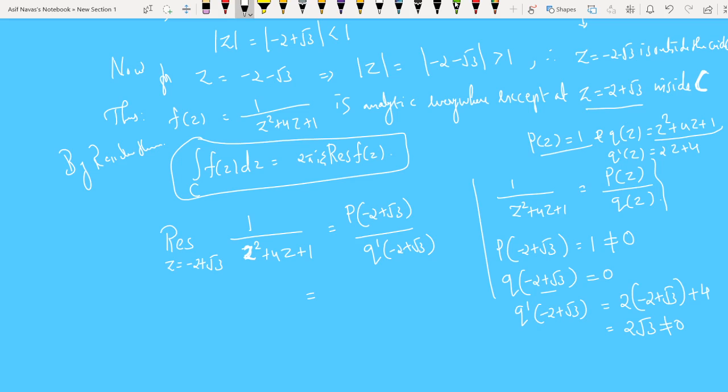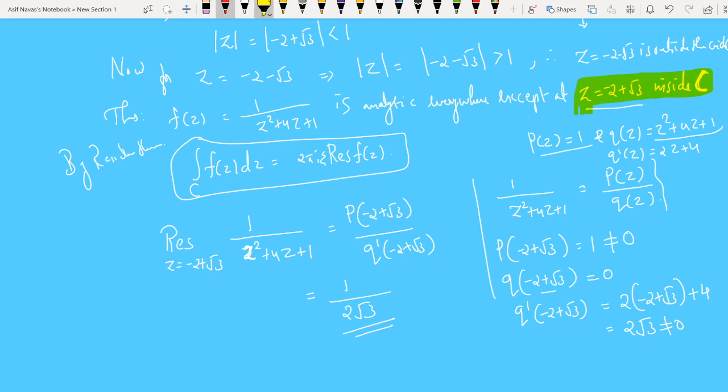What is the residue? P of minus 2 plus root 3 is 1. And what is q dash of minus 2 plus root 3? 2 root 3. Okay, so the residue is 1 by 2 root 3. Okay. Is there any other singularity inside C? No, right? Because there is only one singularity inside C.